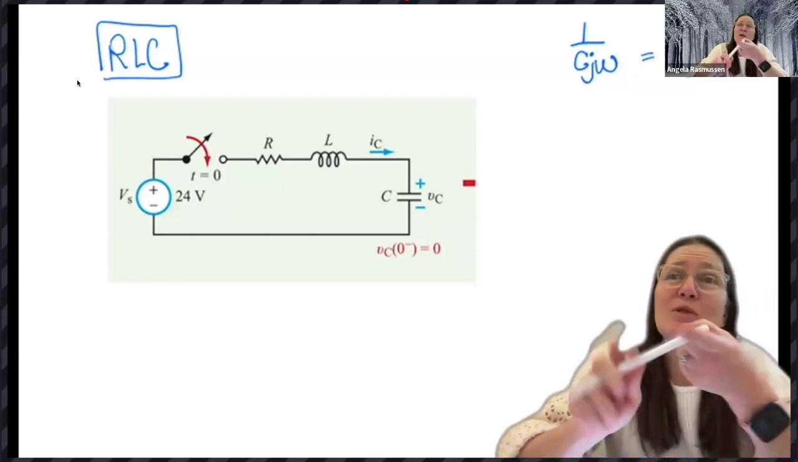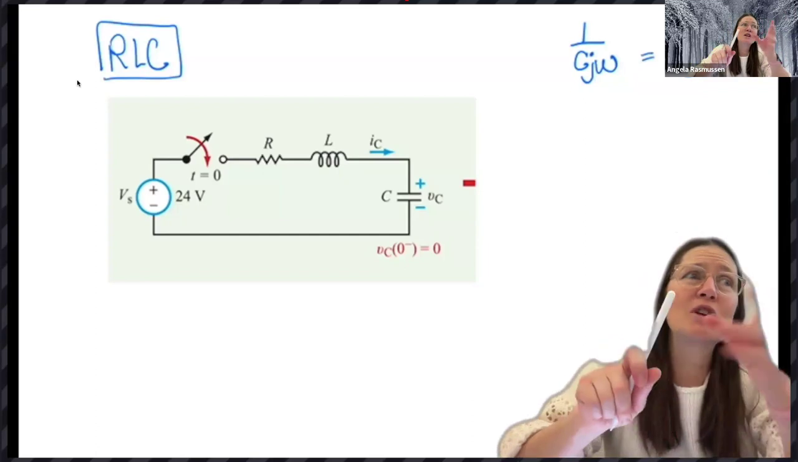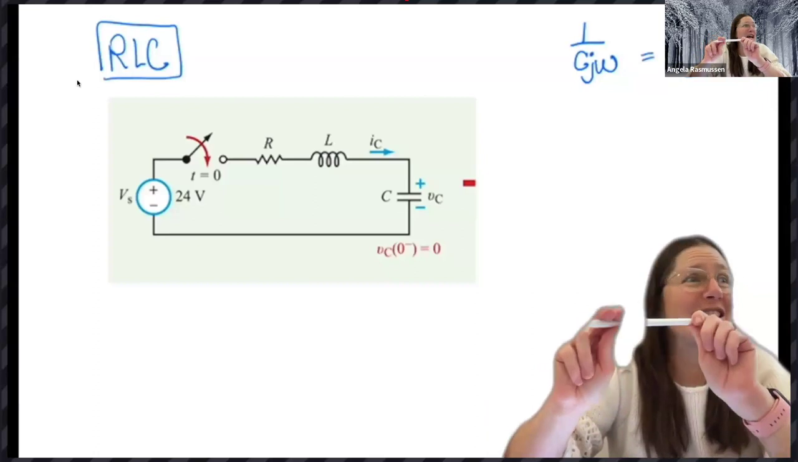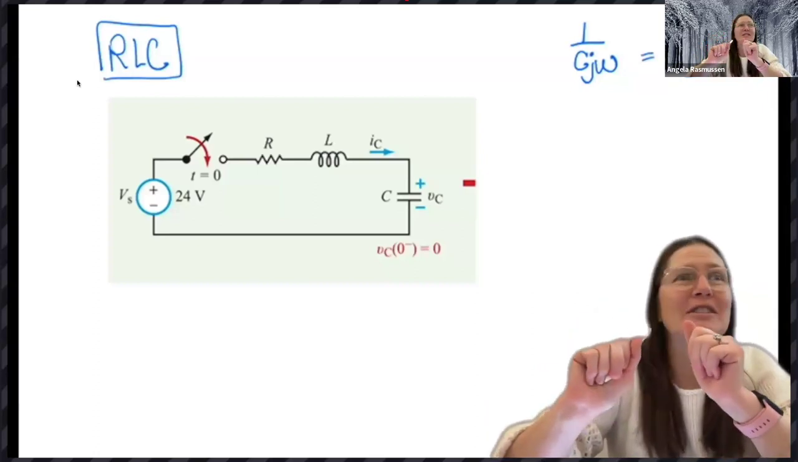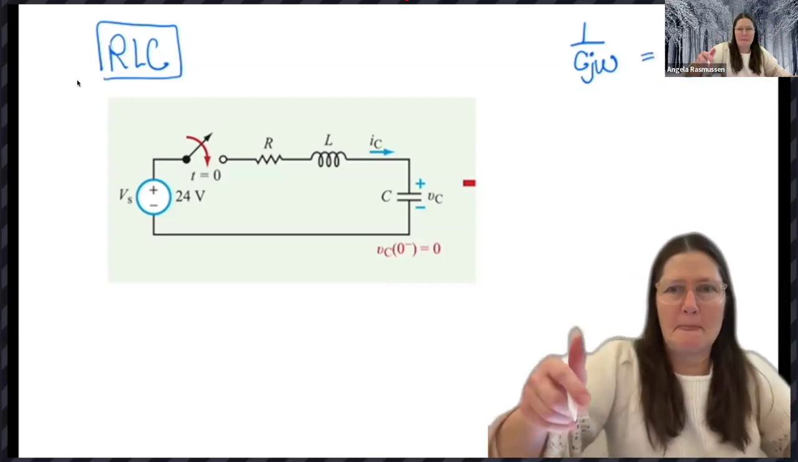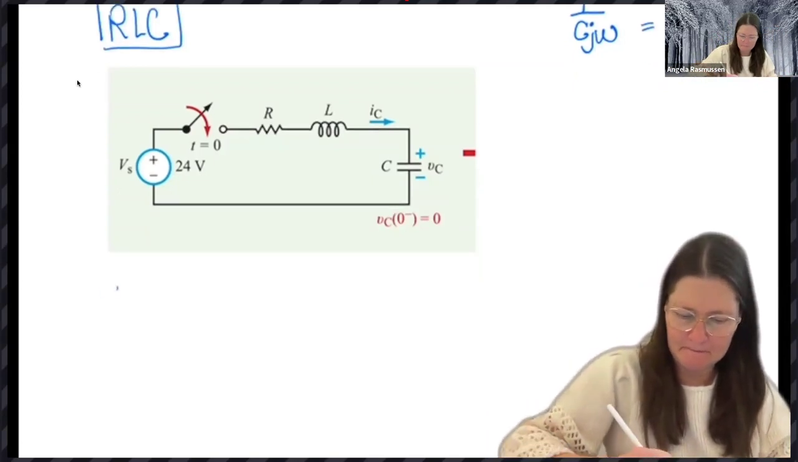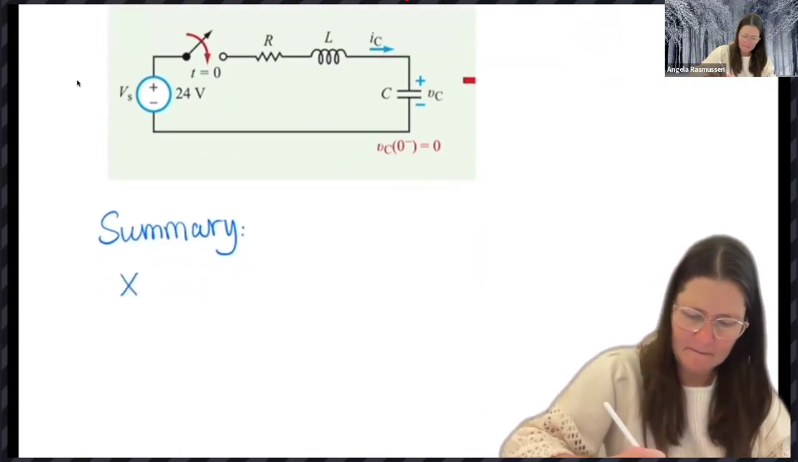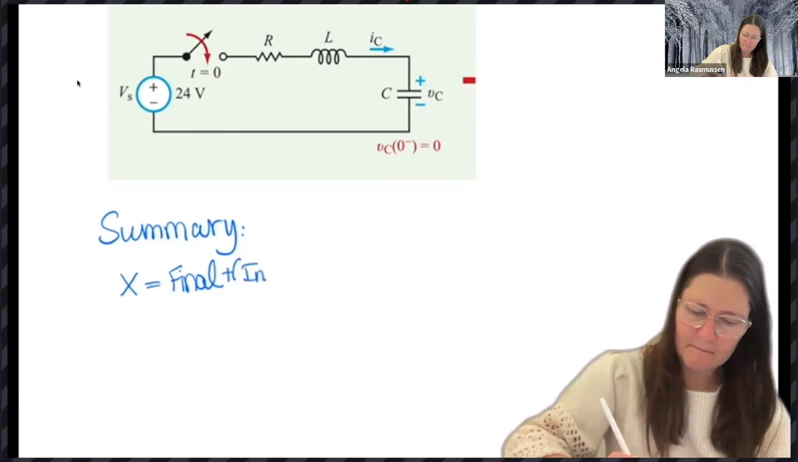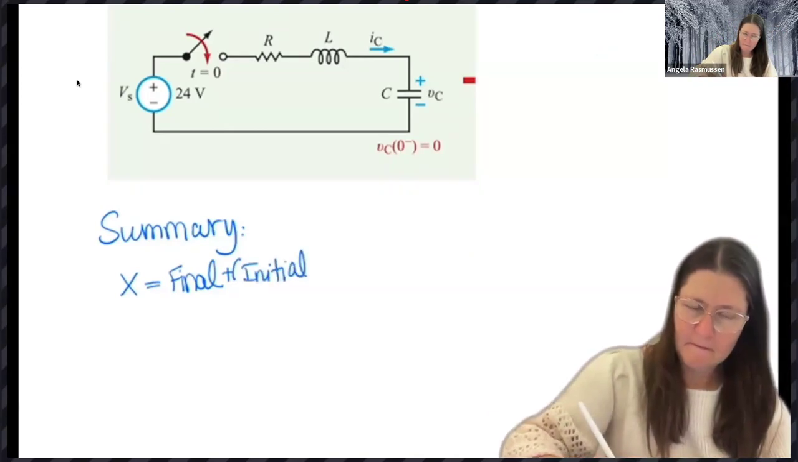So, last week we did RL and RC. We're now moving into RLC. Anybody want to take a stab at a summary for RC and RL? Yeah. They're both going to be final plus the parentheses of initial minus final, and then for RL, it'll be e to the negative t times L over RTH, or is it RTH times t over L? It's negative t over tau.